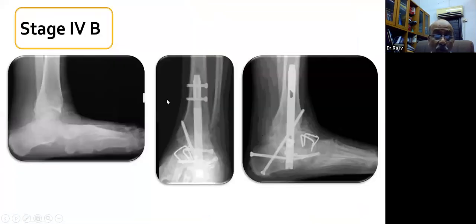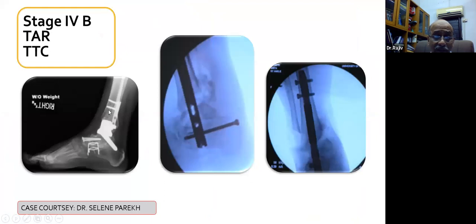In stage 4, you need to do tibiotalar fusion. In foreign countries, they have availability of total ankle replacement. So in stage 4, they do total ankle replacement and they do subtalar joint fusion. But for us in India, for stage 4, we do fusion, that is pan-talar fusion: tibia to calcaneus, calcaneus to talus, talus to navicular, and calcaneocuboid joint.